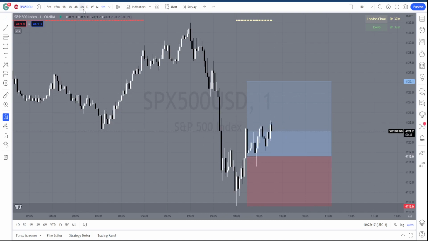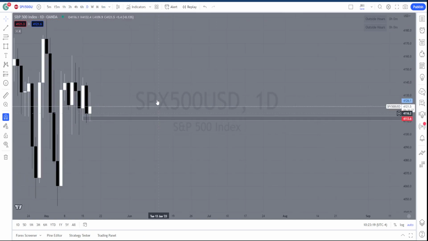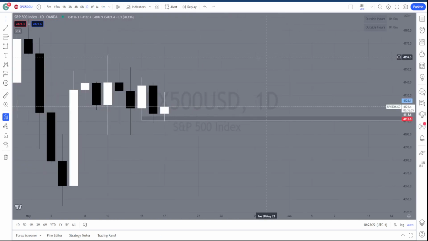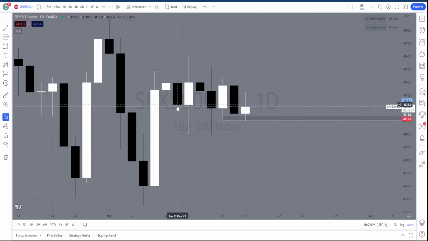Again, maybe I'll flip over to the daily. Let's look at the daily, right? We see on the daily right here, we have huge support because we see candles keep rejecting right here, right? And I draw this support zone right here. Now, I could draw it all the way to the bottom, but I didn't want to make it too big. So I just drew it in between this candle's wick, okay?